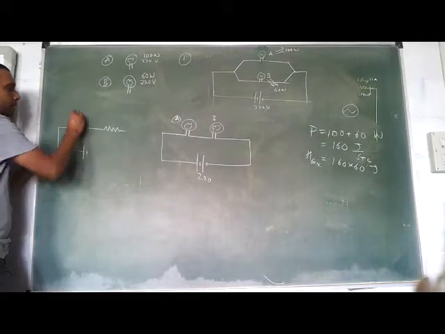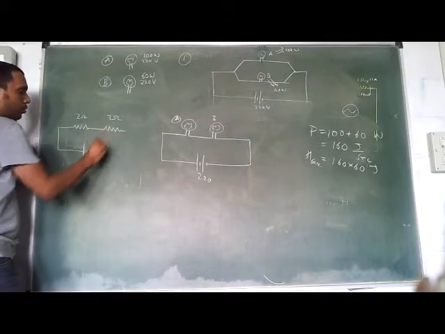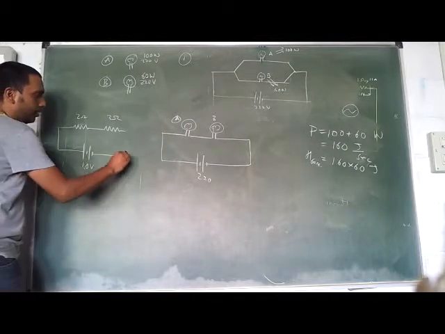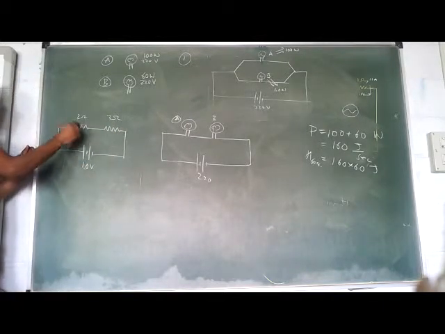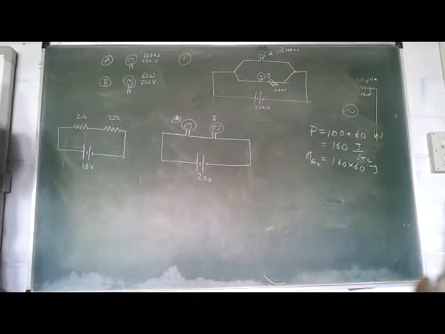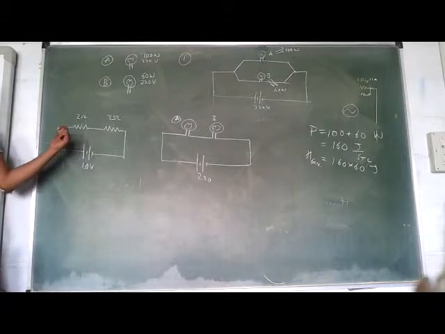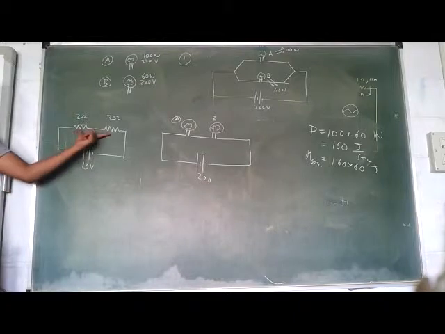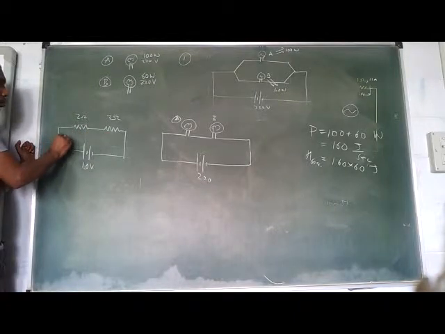Suppose I was solving this circuit, 2 ohm, 3 ohm, 10 volt battery. How much is the heat given out by this and that in T time? What will you do? You'll find the R. You'll find the I, current going in this. How much is the current going in this? 10 divided by 5, which is 2 ampere.